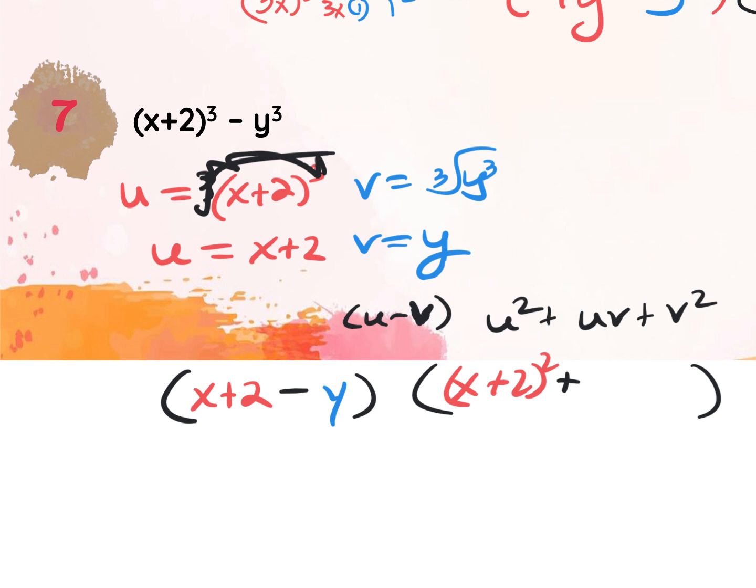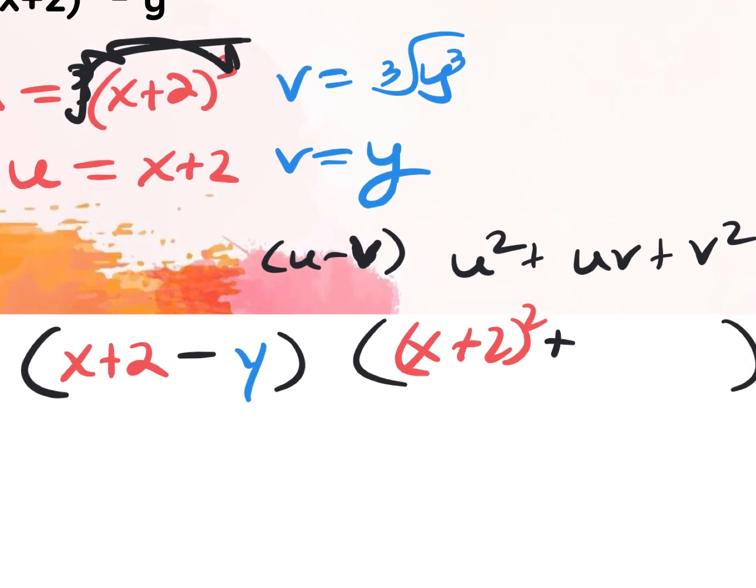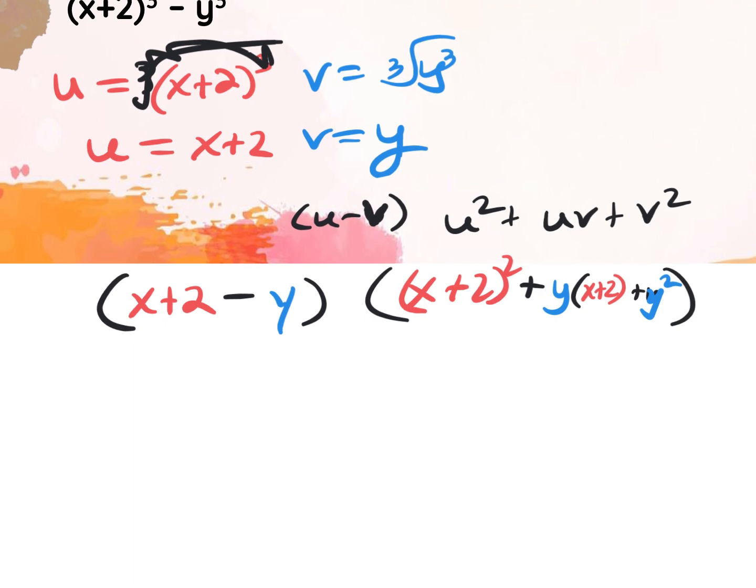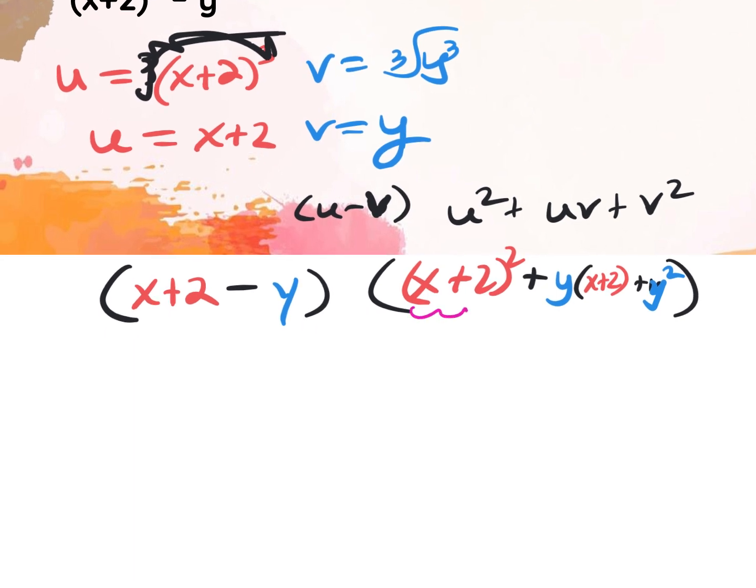All right, so now u times v, I have to distribute here. So let me just write it first. So it's going to be y times x plus 2. And then I also have the v squared, which is just y squared. Let me do it in blue. Y squared. All right, so now I need to FOIL this.